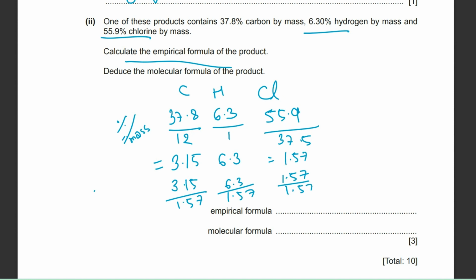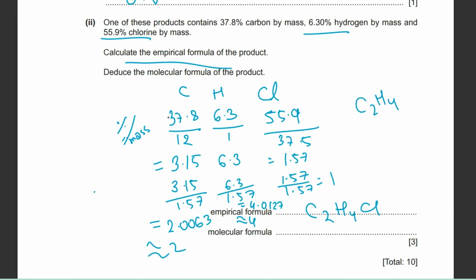So this is 1. This is 3.15 by 1.57, 2.0063, and this is 4.0127. Now these can be rounded to 2 and 4. However, if there was 2.4, this couldn't be rounded to 2. We would have to multiply it by other numbers until we get a whole number, or a number which is close to 2.0 or 2.1. Okay, so here the empirical formula will be C2H4Cl.